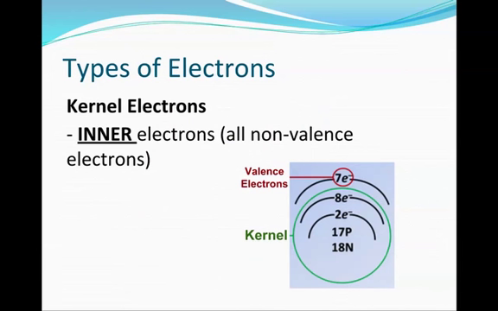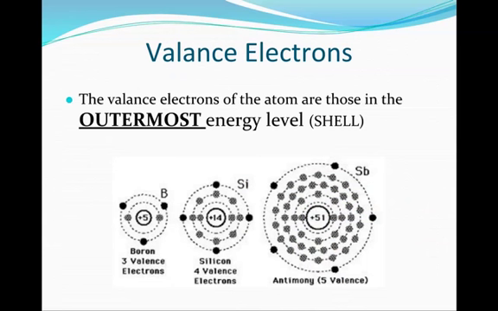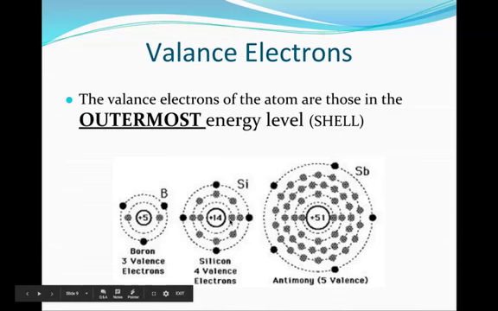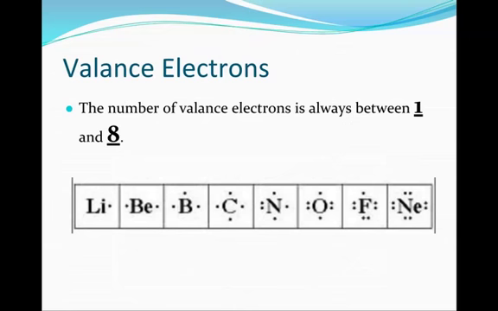The second part that we're going to go into is just understanding the types of electrons in an atom or an ion. The kernel electrons are those inner electrons, basically everything but the valence electrons that we're going to talk about. So all the inner principal energy levels. The valence electrons, and this is a really important term that's going to come up all year, are those electrons that are only in the outermost energy level or shell. So in this diagram of silicon, the 4 on the outside shell are the valence electrons.